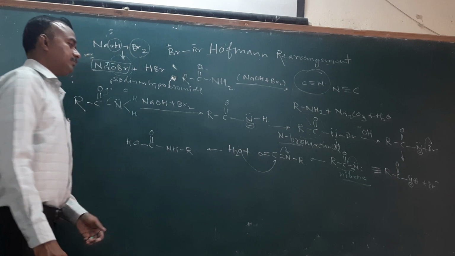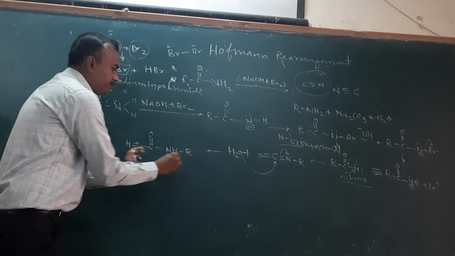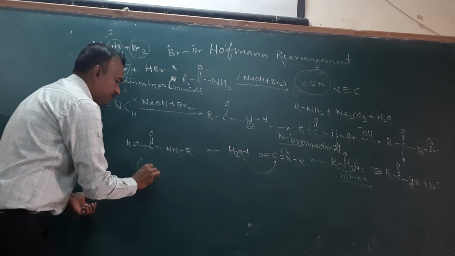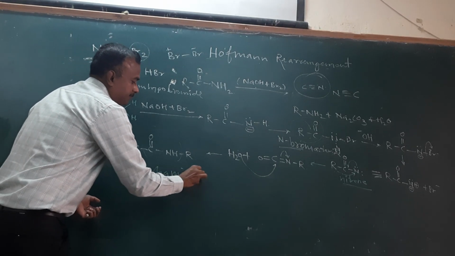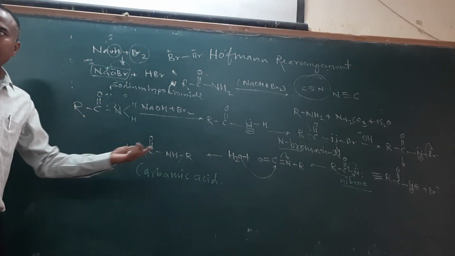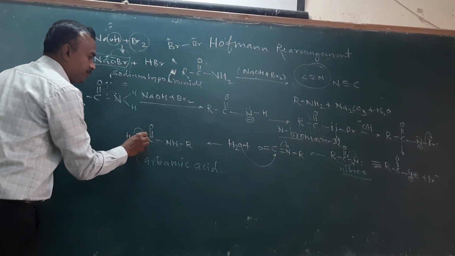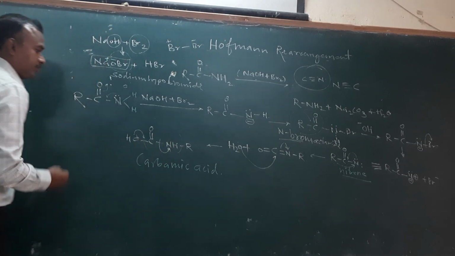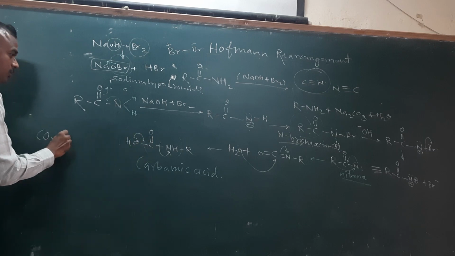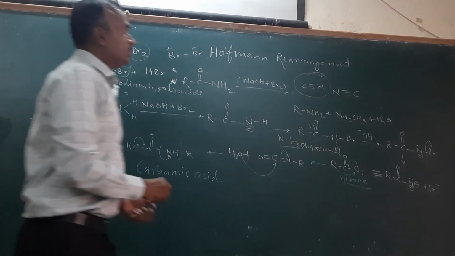Then your final product is... it is not a final product. Now this part is amide and this part is acid. This part is carbamic acid. The acid will be removed. Now here, what will we get? CO2 plus R NH2.